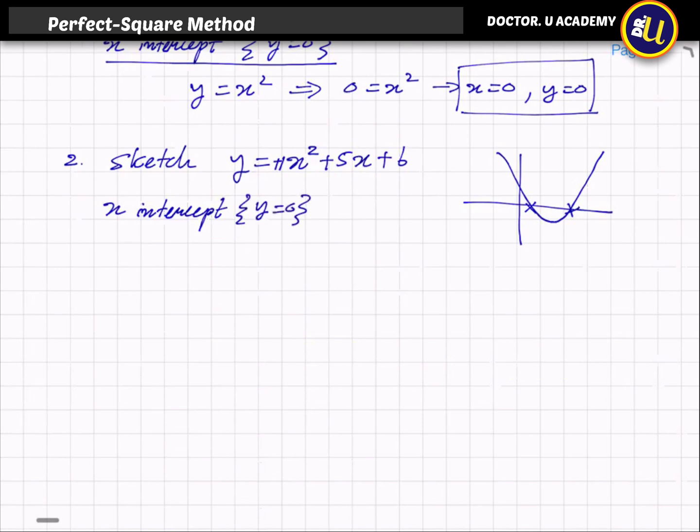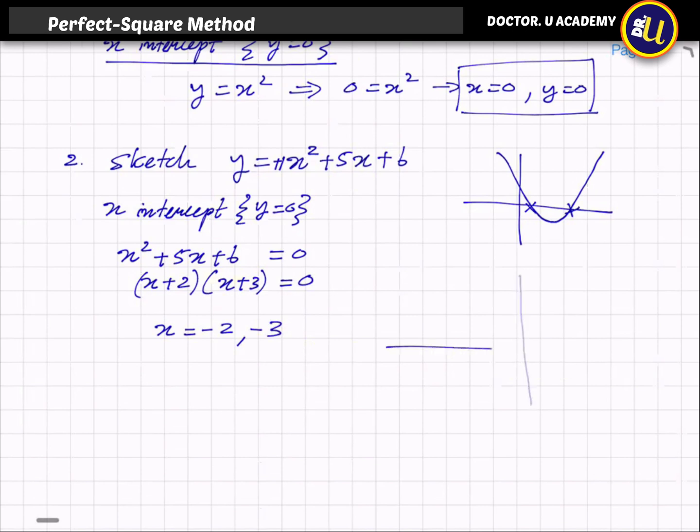So what you do now, x squared plus 5x plus 6, now y is equal to 0. You make it equal to 0. Then you need to solve it. How do you solve it? You can factorize it easily. x plus 2, x plus 3 is equal to 0. So from here you can get x is equal to minus 2 and minus 3. So now you can draw it like this. Here it's minus 3, here it is minus 2.